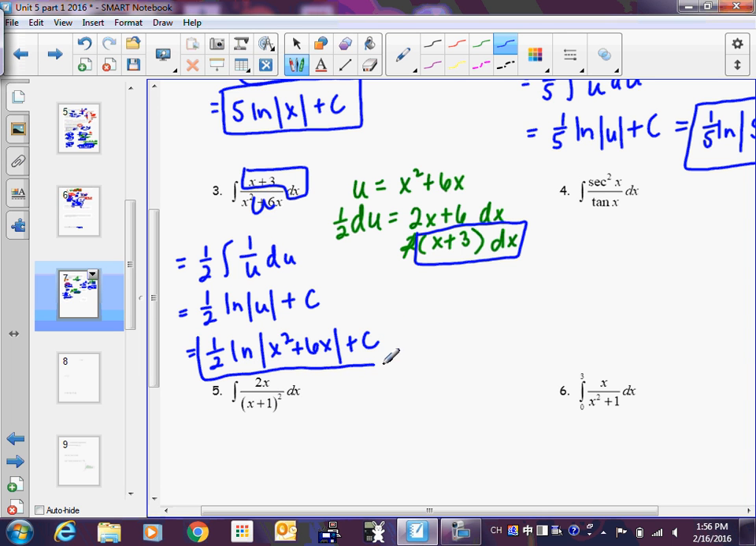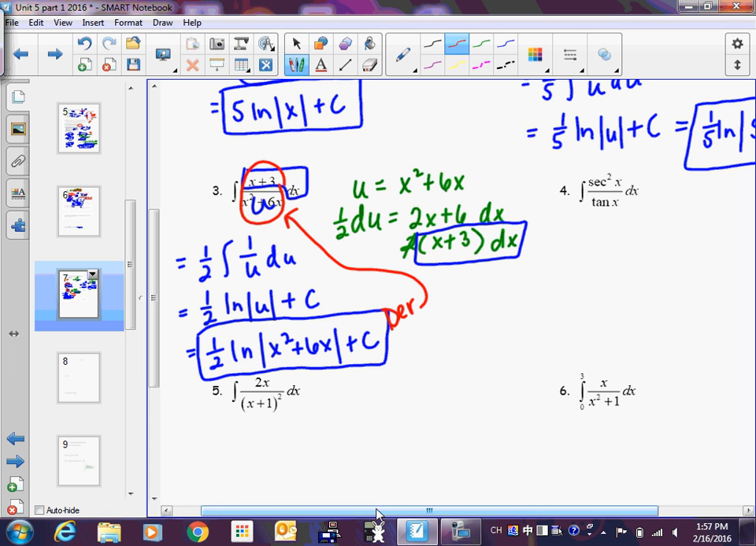And again, you could check your work by deriving. I'm not going to spend a lot of time here going over that. Just as a reminder, though, when you are deriving, you've got to do 1/2, 1 over x squared plus 6x, and then times the derivative of the inside. And what you have should be exactly what you started with. All right? So if we did derive, it would look like this.